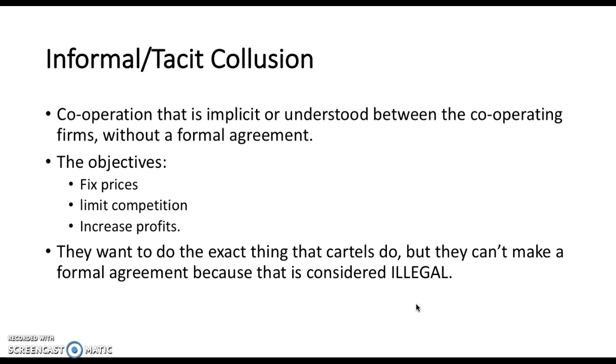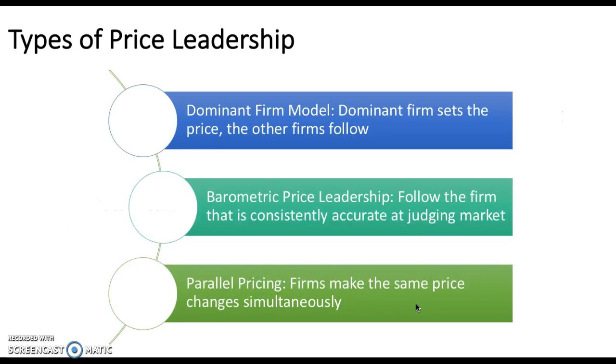Their objectives are the same thing as a formal cartel. They want to fix the price, limit competition, and increase profits. They want to do the exact thing that cartels do, but they can't make that formal agreement because it's considered illegal. The best examples of this are price leaderships.